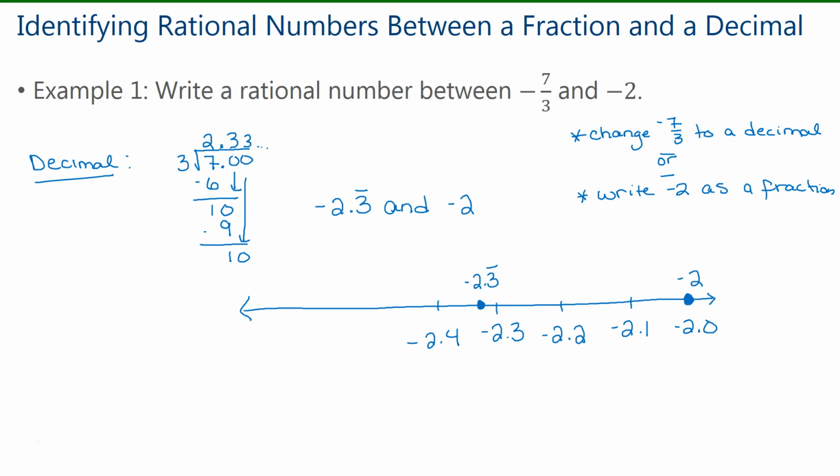So if I'm asked to write a rational number in between, I have, once again, an infinite number of possibilities, but -2.1, -2.2, or even -2.3 would probably be the most obvious choice. So let's write one rational number in between to be -2.1.